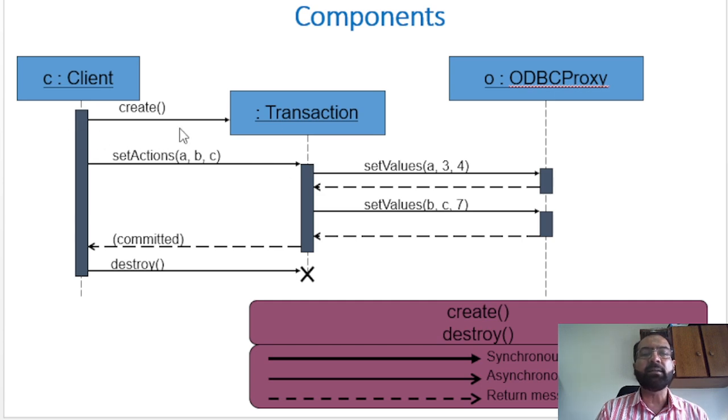You see here the message is passed as a create. So create a transaction, that object is being created. Set actions A, B, C whatsoever, with the values that will be sent to the ODBC proxy. Those values will be set. Then it is committed. It means the connectivity is restored. And when that connectivity is finished, that transaction is no more, because that object was created only for this communication.